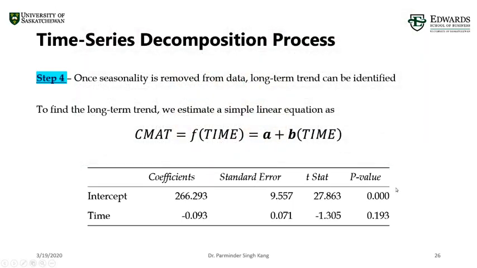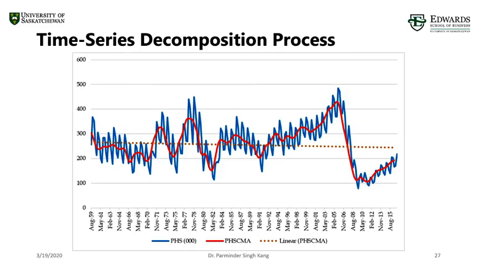So from here we have the center moving average trend component for private houses sold, and this is just to emphasize what we did here. So this is a downward trend. Plot the trend line using the private houses sold center moving average data set.